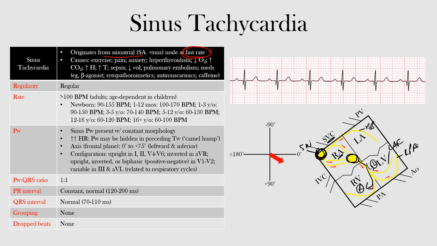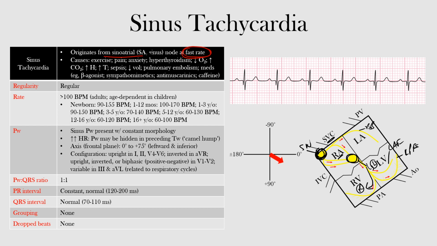Could be from pain, anxiety, hyperthyroidism. Okay, more thyroid hormone will increase the rate. If you have hypoxemia, okay, or if you have hypercapnia, in which you have high CO2 levels, if you have acidosis, if you are septic, if you have fever, hypovolemia from hemorrhage or something, pulmonary embolism, medications, we mentioned beta agonists, sympathomimetics, antimuscarinics, and caffeine. These all can cause sinus tachycardia, okay.